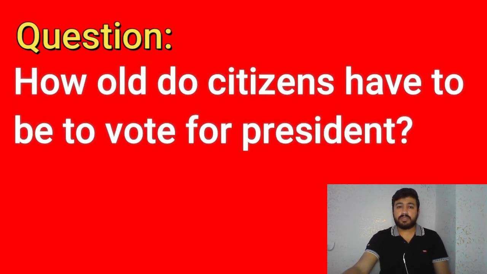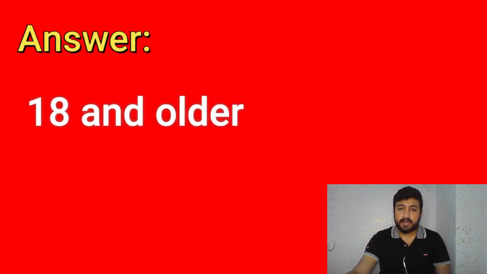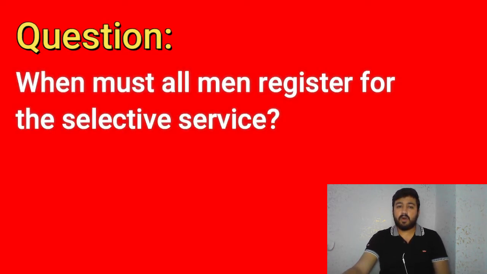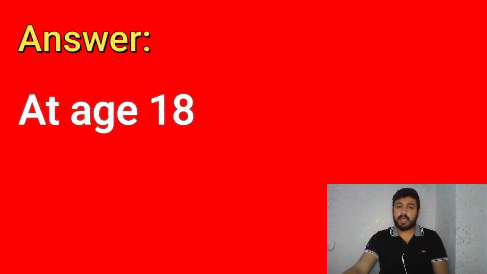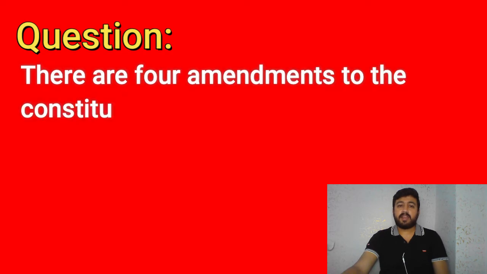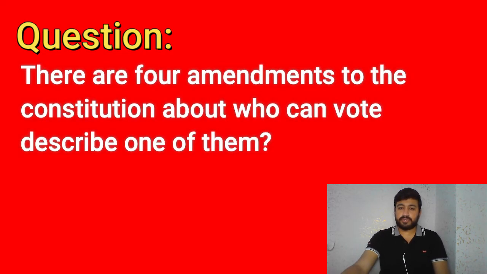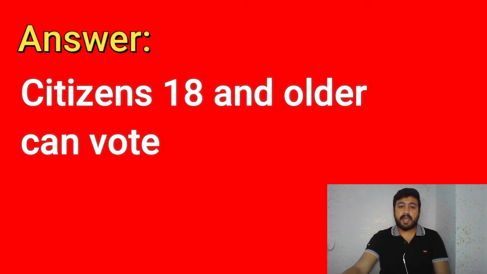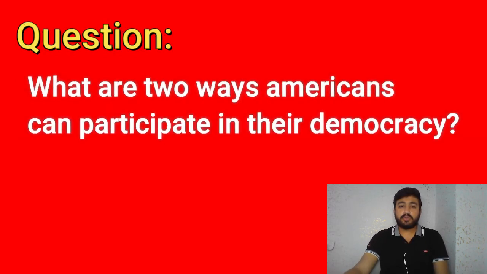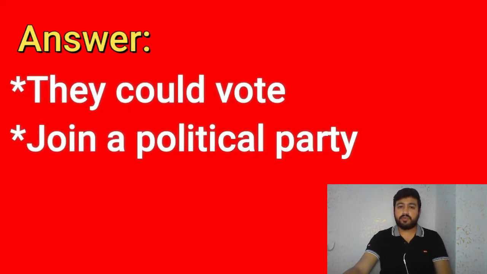How old do citizens have to be to vote for president? 18 and older. When must all men register for the Selective Service? At age 18. There are 4 amendments to the Constitution about who can vote. Describe one of them. Citizens 18 and older can vote. What are 2 ways Americans can participate in their democracy? They could vote or join a political party.